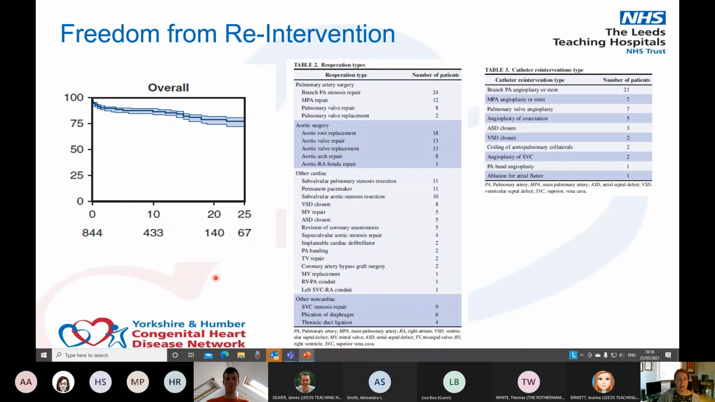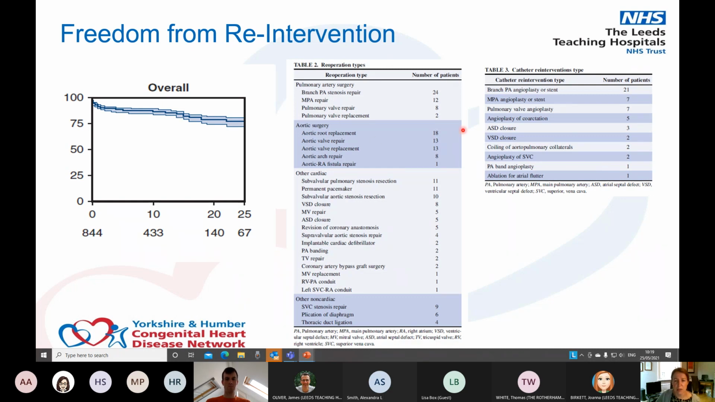So how often are we needing to do these interventions? Well, again, this is from this Australian series. This is freedom from re-intervention. So you're looking out at 25 years, around 75% freedom from re-intervention, which, if we compare that to long-term outcomes in the atrial switch procedure, so Mustard and Senning operations, is really very good.